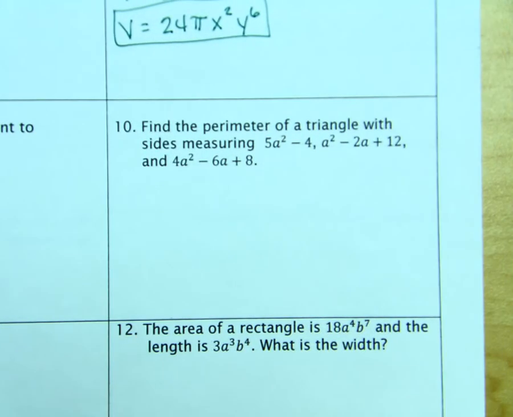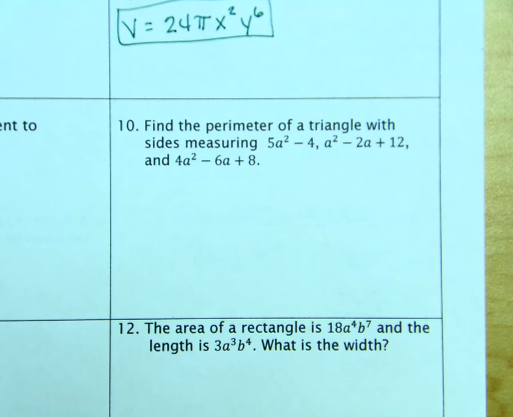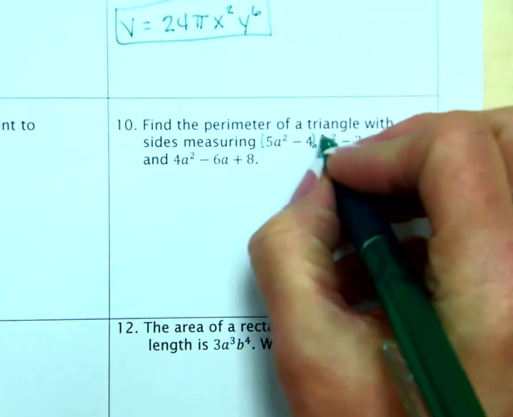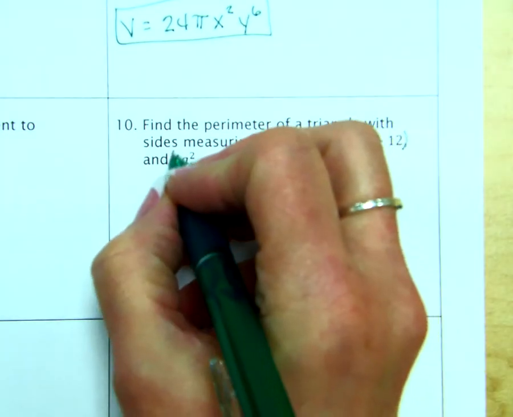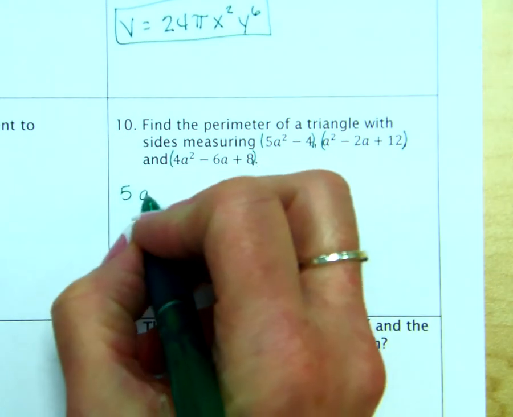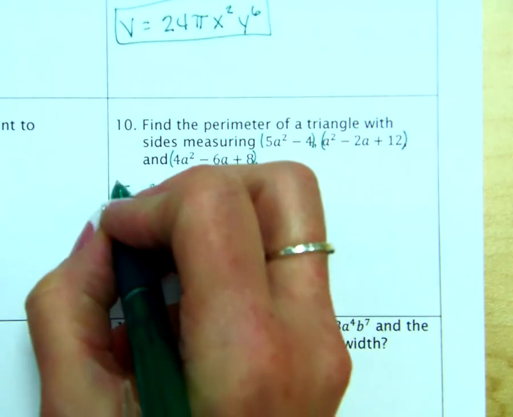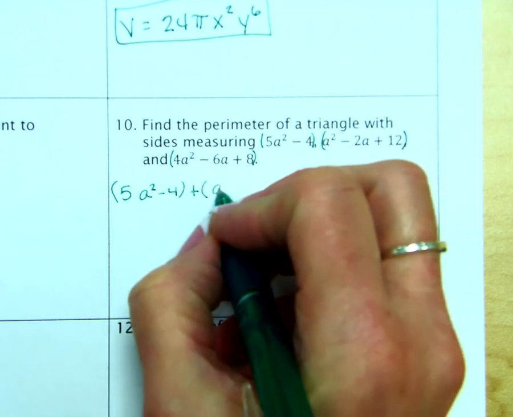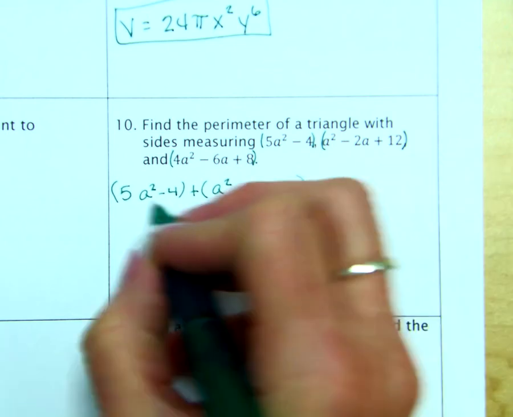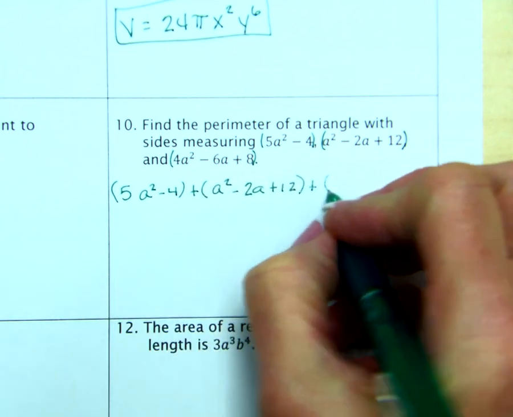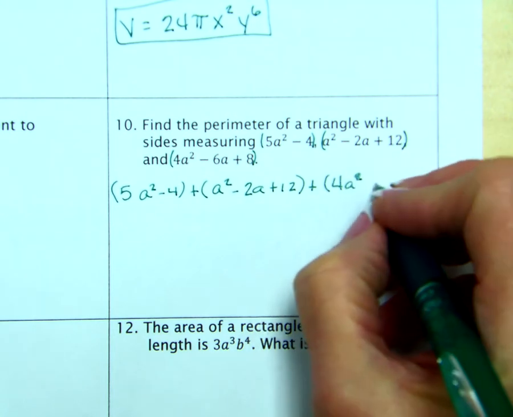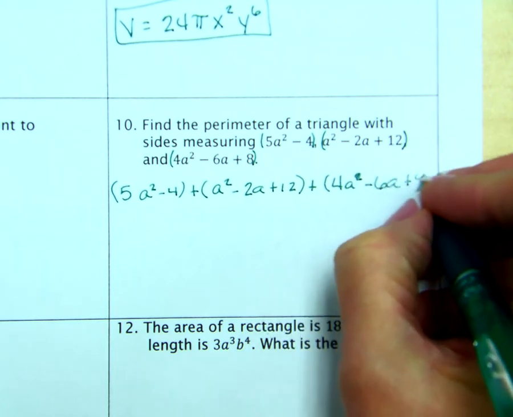In problem number 10, we have a triangle. We have these 3 sides, and we'll go ahead and put these in parentheses to help you see these sides. And basically they're all going to be added together. So we have 5a squared minus 4 plus a squared minus 2a plus 12. So first side plus second side plus our final side, or the third side, which is 2a squared minus 6a plus 8.